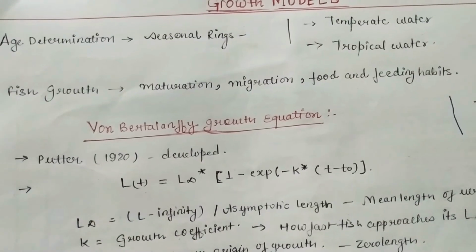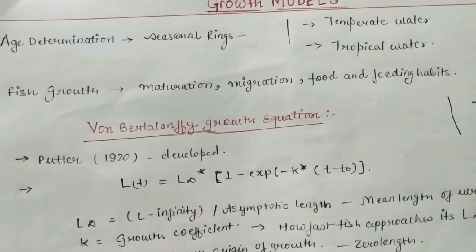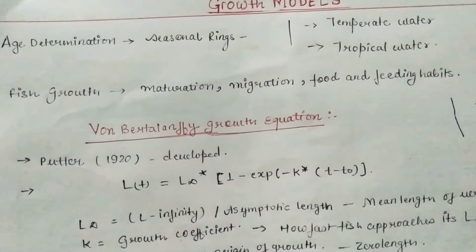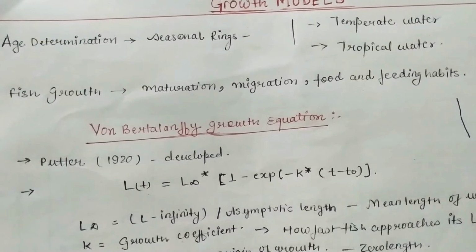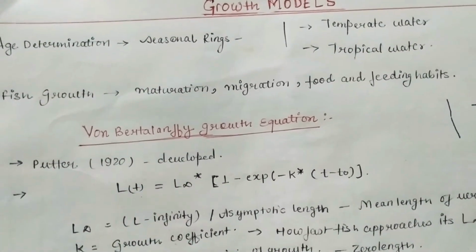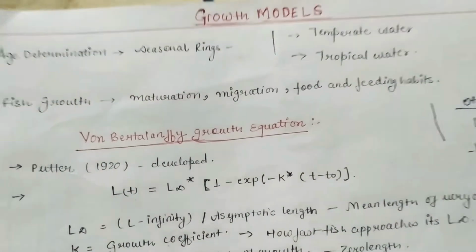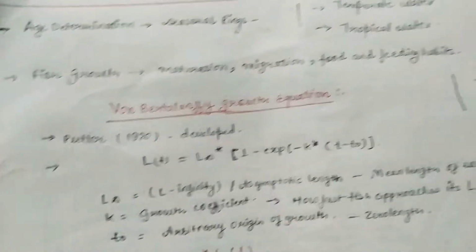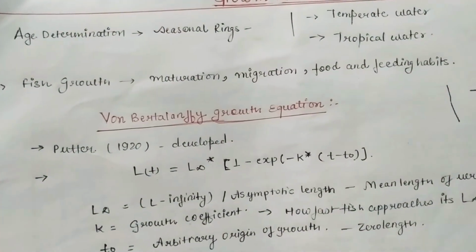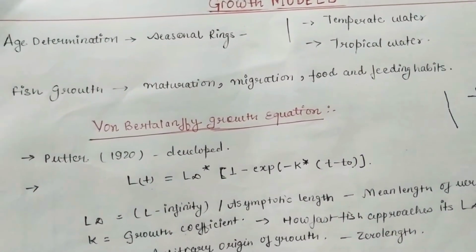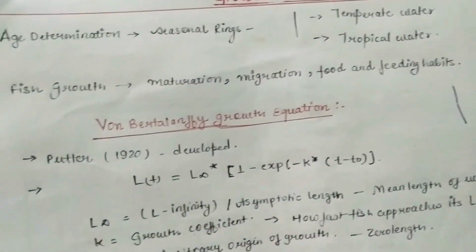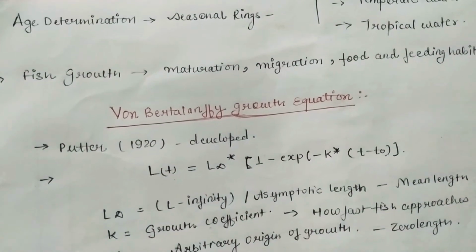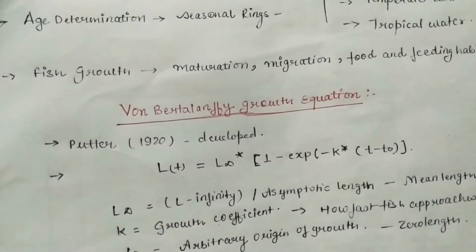As we can see, in temperate water there are seasonal changes per annum, because of changes in temperature, with summer and winter, and those changes can form rings on a particular fish, and those rings can be useful to know the age. So it is useful for temperate fishes, but in tropical water such changes do not happen, and thus we cannot determine the age of a fish. For those fishes we can usually apply a growth equation to know the age of a particular fish.